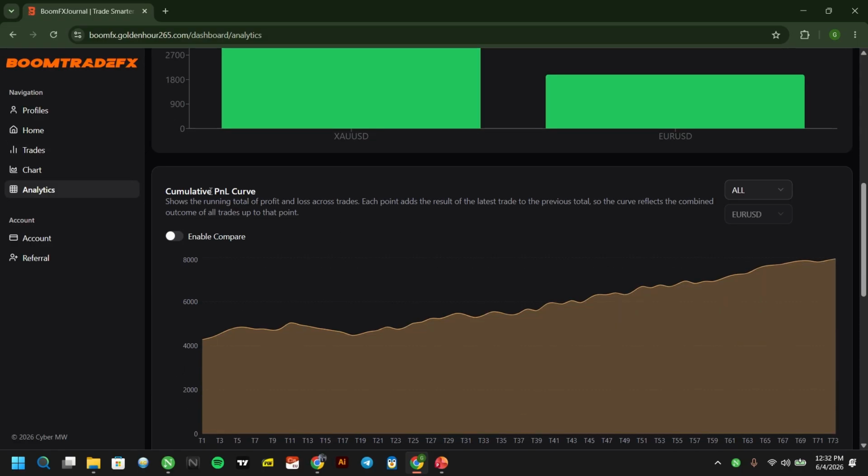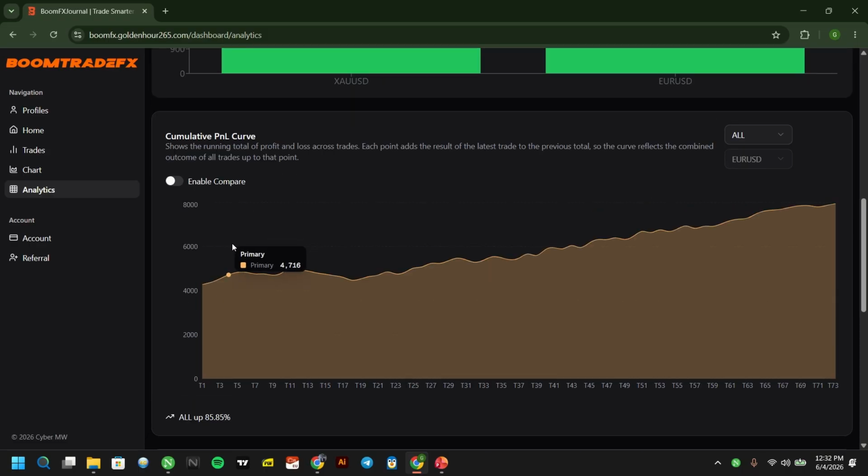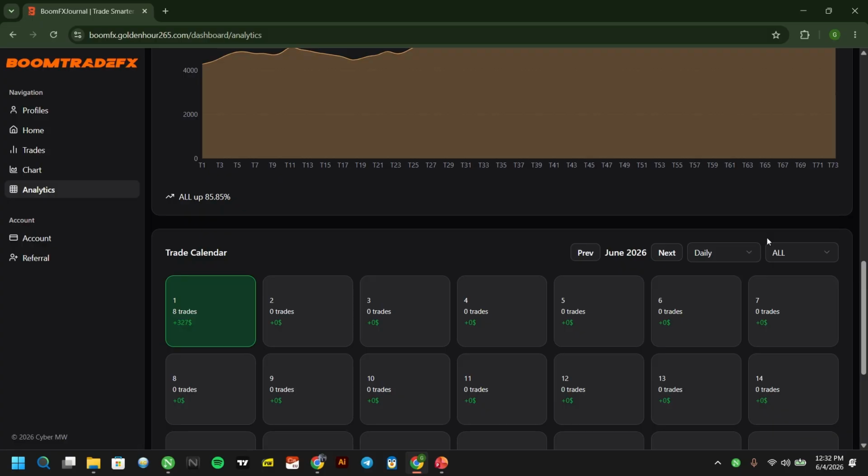The other section is the cumulative P&L curve. This curve in the analytics focuses on the profits and losses as well as your balance. It starts from your initial balance and adds or subtracts from it. That's why the curve starts at 4,000 something. That was my balance, and it continues from that balance to show you the overall account balance that you have in the long run. And finally, my most favorite section is the trade calendar.